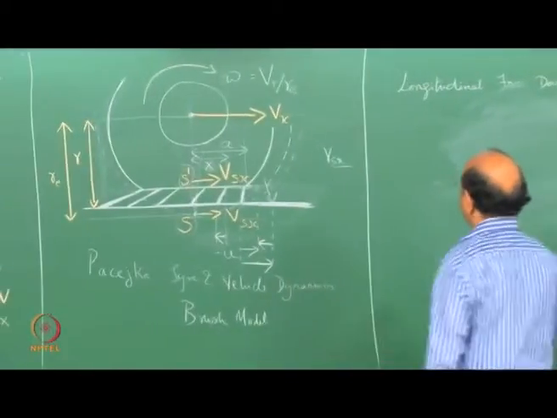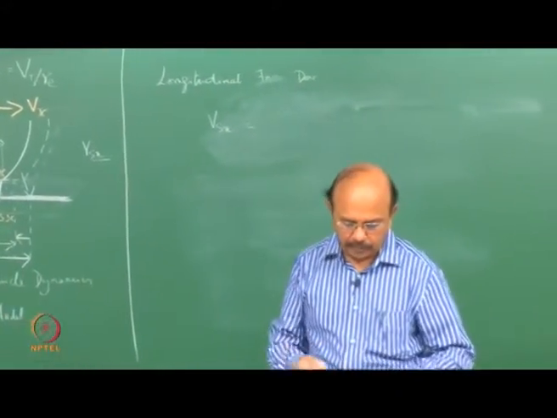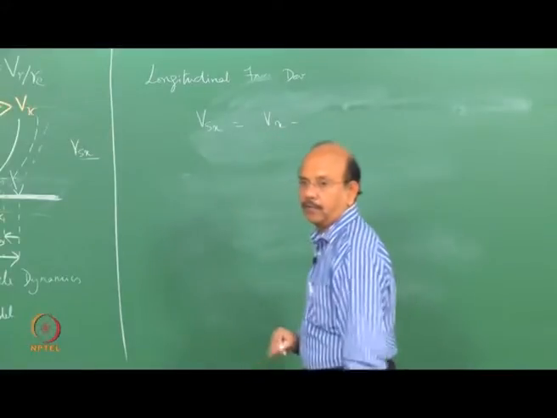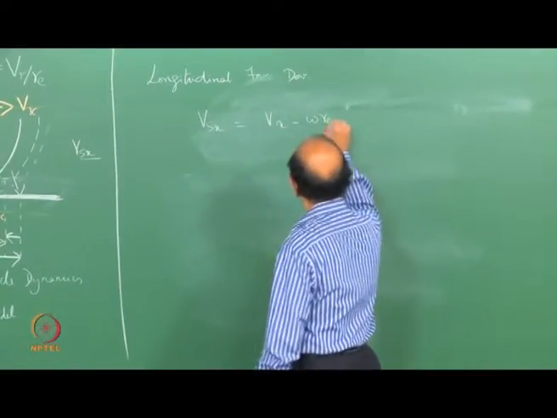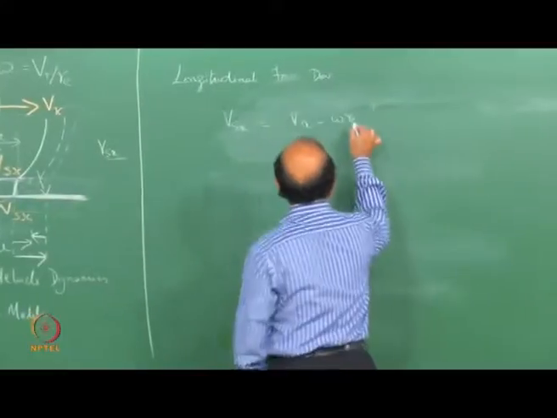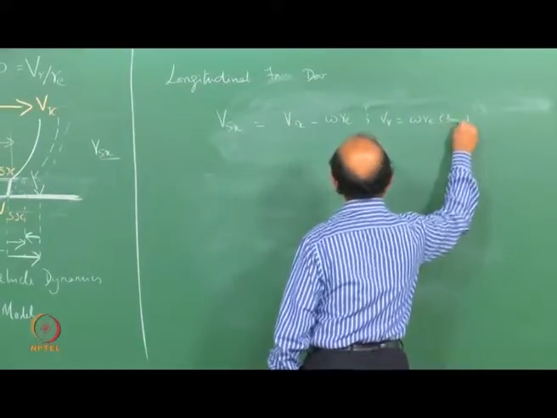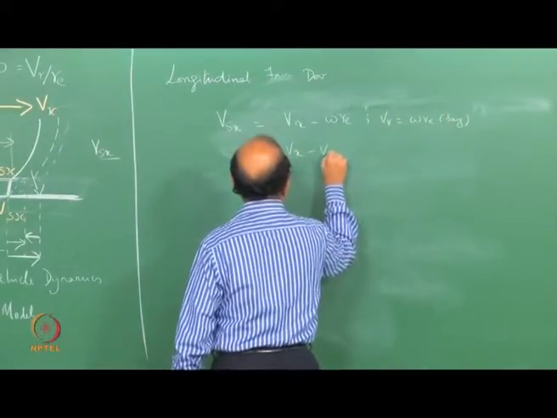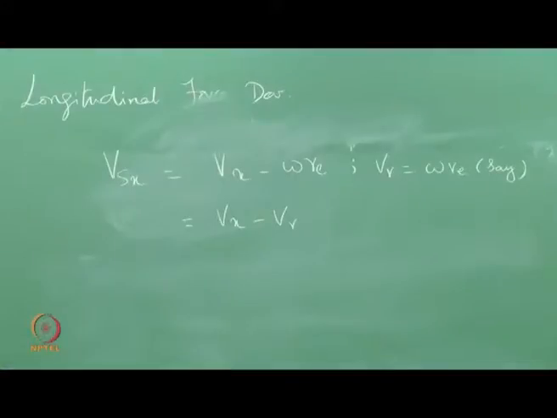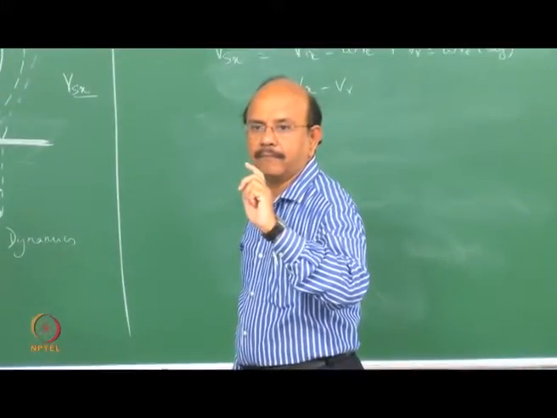So the first thing first, let us look at what is Vsx. Vsx, as I told you, is the difference between the velocity, that is, we will write that as Vx, velocity of the ground, minus omega into Re, and that's where S is sitting, which we can call as R. So let's say Vr is equal to omega Re, so that Vsx is Vx minus Vr. Any questions? What is the difference between slip and slide?